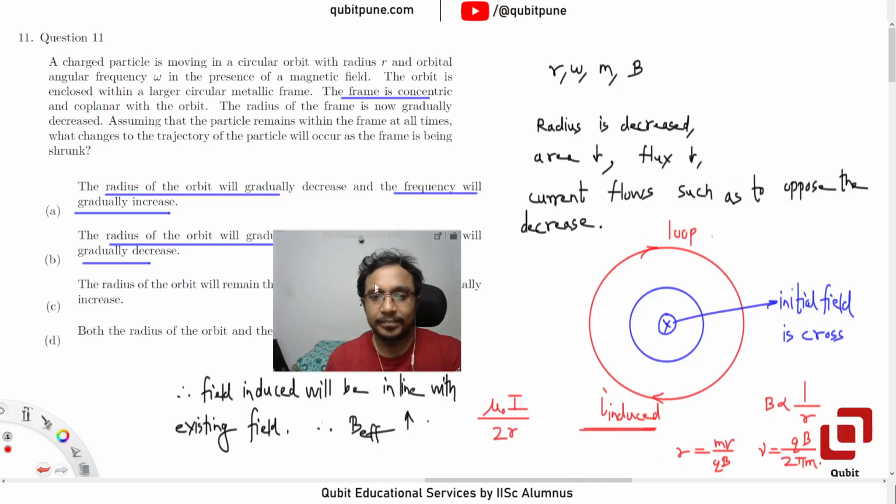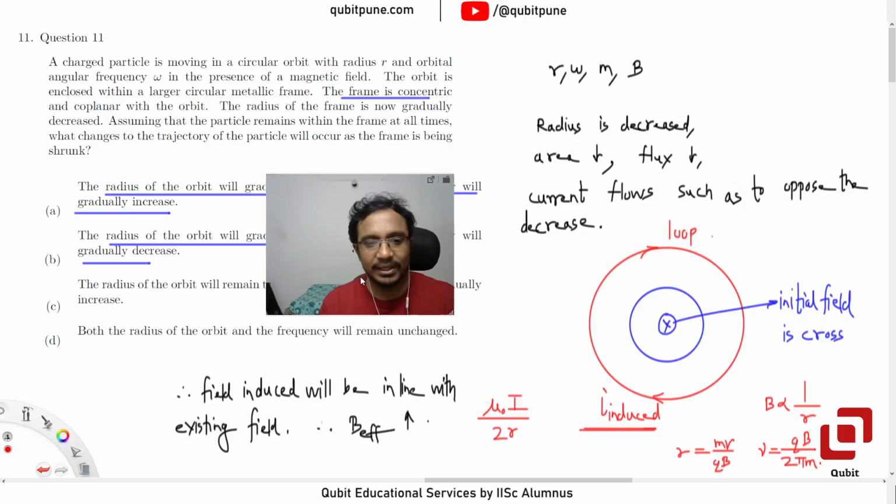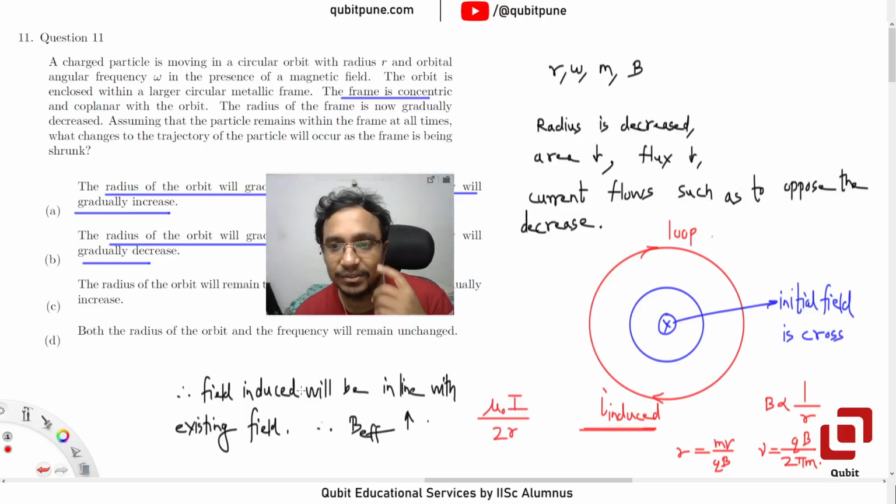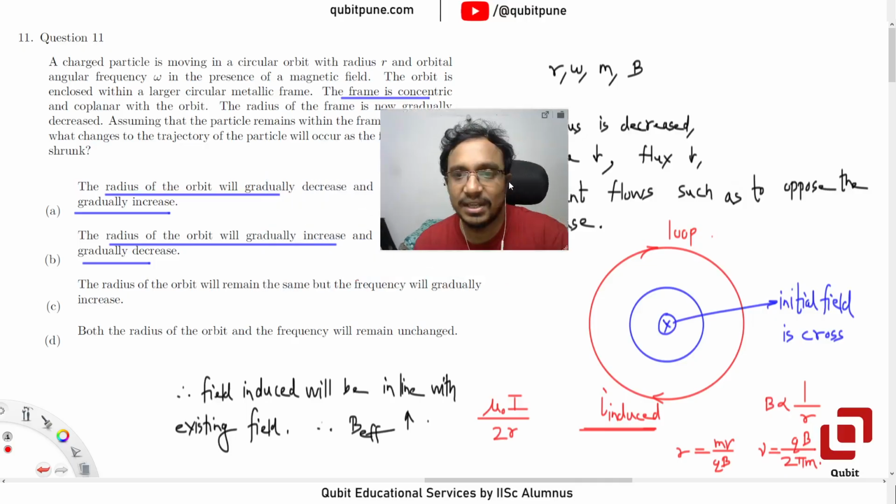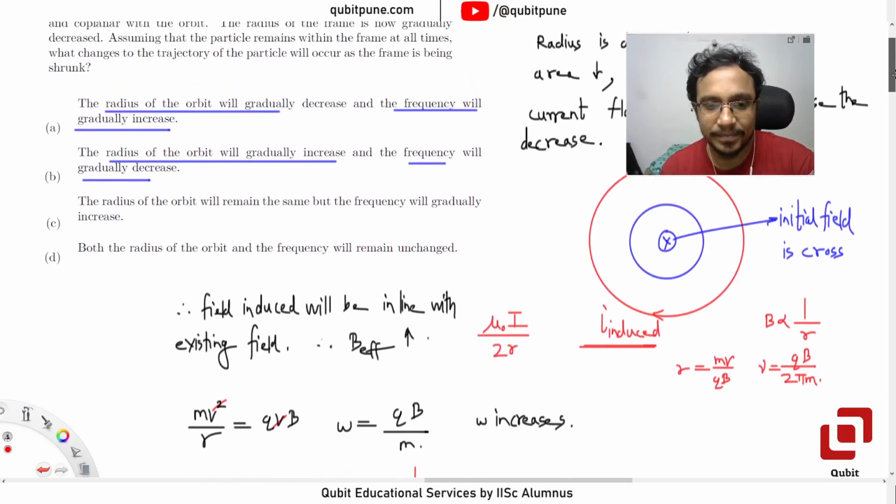Is that clear? So the induced field will be in line with the existing field, and therefore the effective field is going to increase. Now because the effective field increases, I just wrote mv squared by r equal to qvb, with v getting cancelled and v by r being omega. Omega is qb by m, so I found omega and therefore frequency to increase.